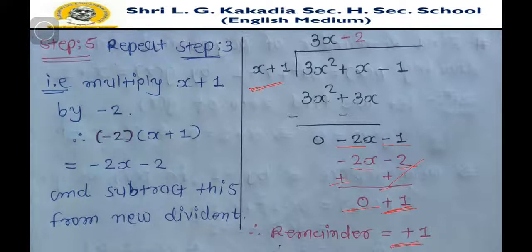What is step number 3? We multiply our new quotient term, that is minus 2, with our divisor x plus 1. Then we subtract this product from our new dividend. So here at last we get the remainder plus 1, and we can see that the degree of our remainder is less than the degree of our divisor. So we stop our process here.